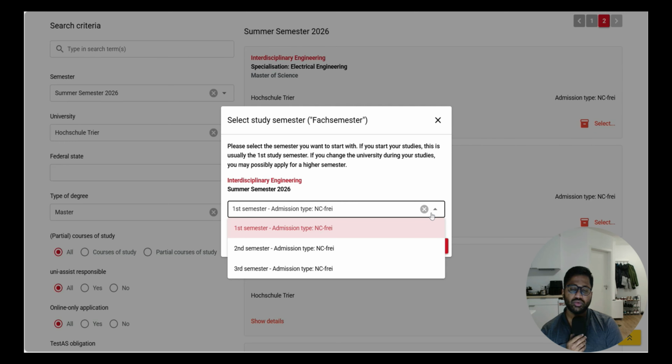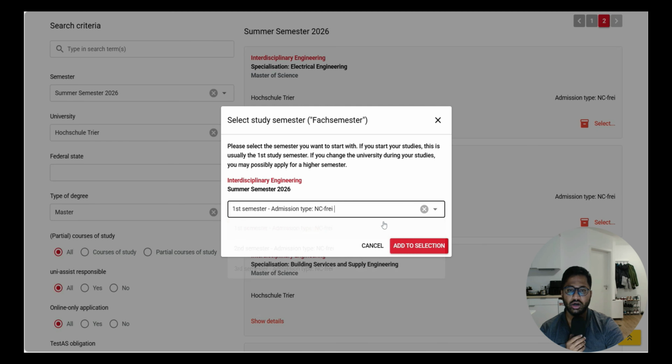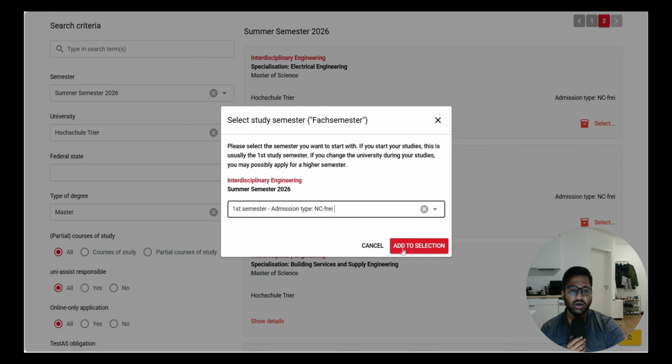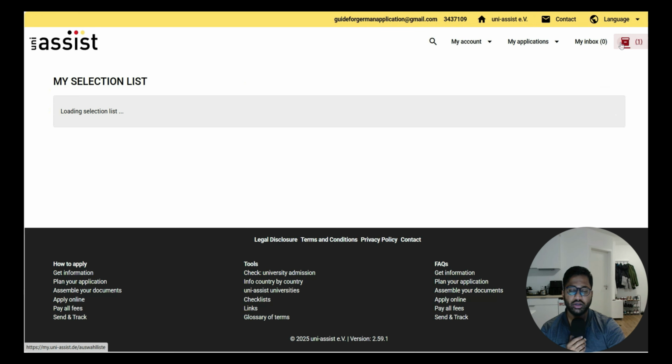If you are applying for the first time from India for a bachelor to Germany, then you need to always select first semester. But if you are selecting second semester or third semester, then you should have already done your first or second semester in a German university, and you are just changing internally. In our case, we are at first semester, so we will click on first semester and click on add to selection. Once you click on add to selection, your course will be in the inbox.